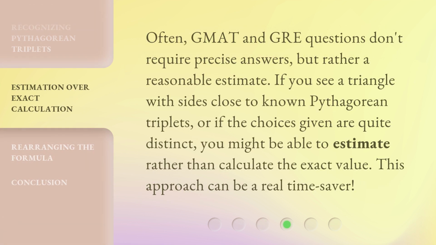Often, GMAT and GRE questions don't require precise answers, but rather a reasonable estimate. If you see a triangle with sides close to known Pythagorean triplets, or if the choices given are quite distinct, you might be able to estimate rather than calculate the exact value. This approach can be a real time saver.